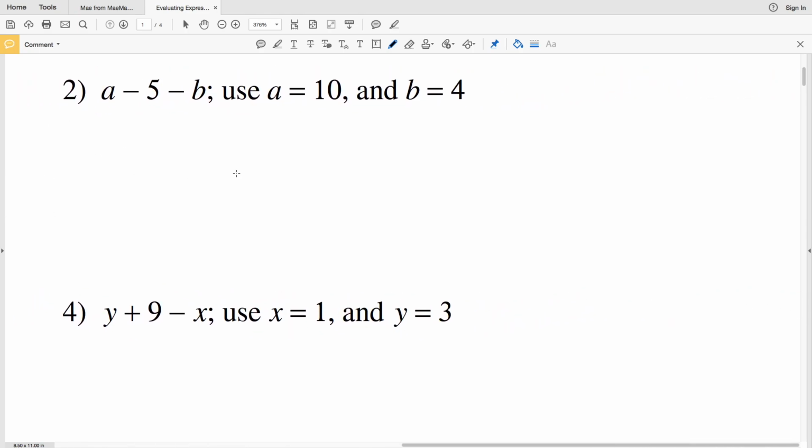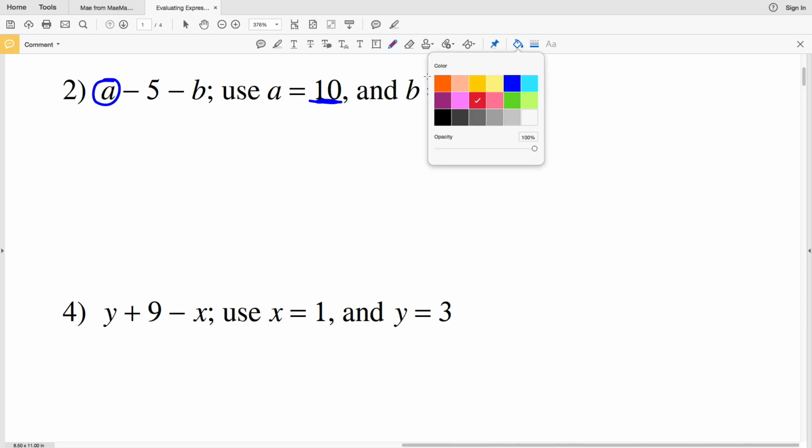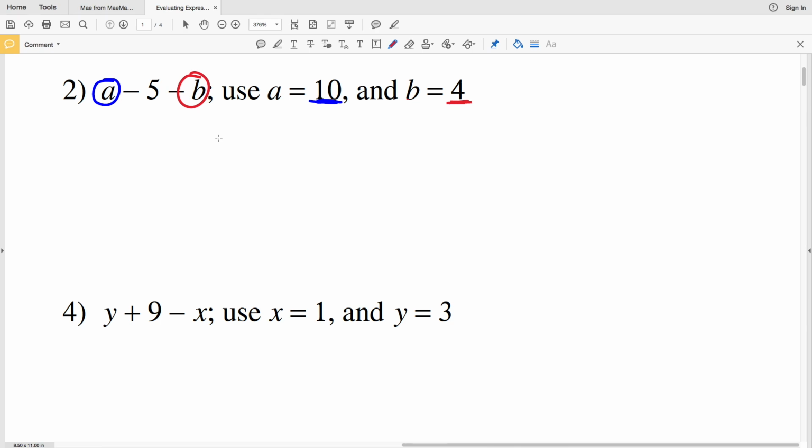Number 2 says a minus 5 minus b. A is equal to 10, and b is equal to 4. So again, we're going to plug this 10, which is equivalent to a, in for a, and we're going to take this b, which is equal to 4, and plug that in for b. So that's saying that this variable a is equal to the number 10, and this variable b is equal to the value or number 4. So 10, because that's a, minus 5, minus b, which we know is 4.